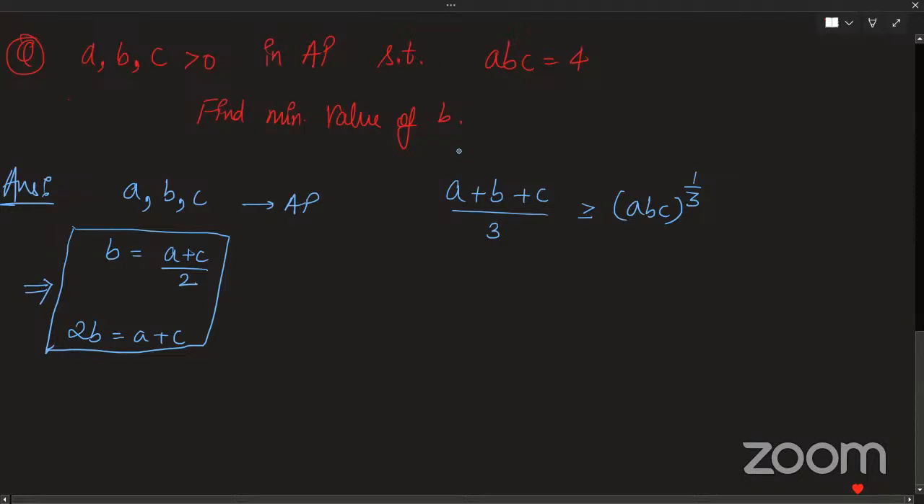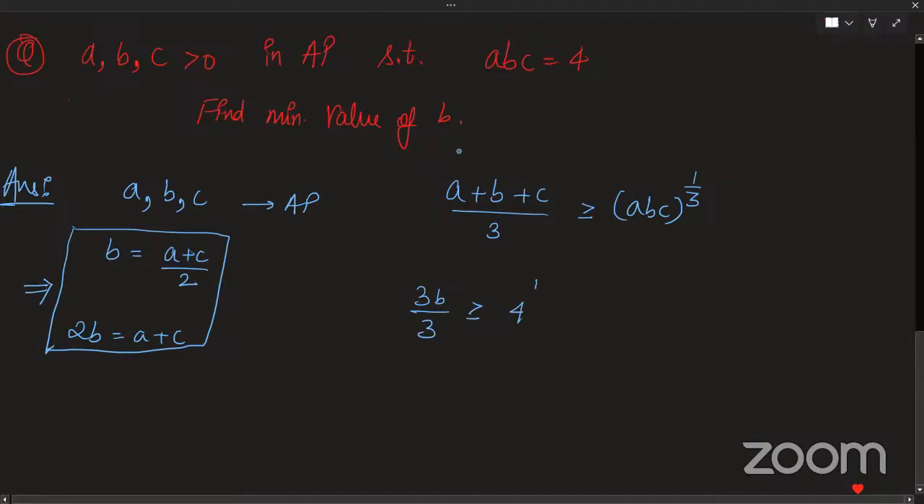So I have A plus B plus C. Can I eliminate A and C from here? Yes, because I already know that A plus C is equal to 2B. So it will be 3B by 3.